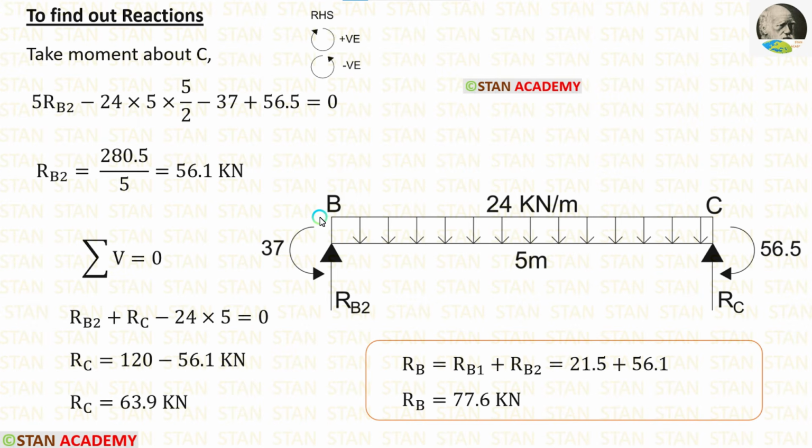We have calculated the reaction at the point B two times. Let us add both of the values RB1 and RB2. After adding, we are getting RB, which is equal to 77.6 kN.